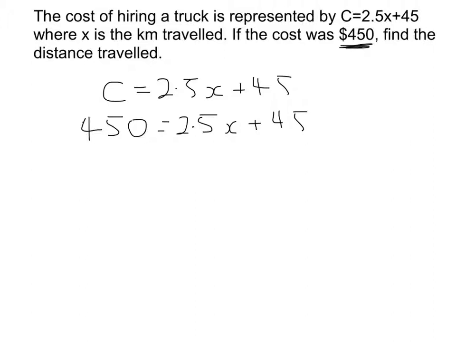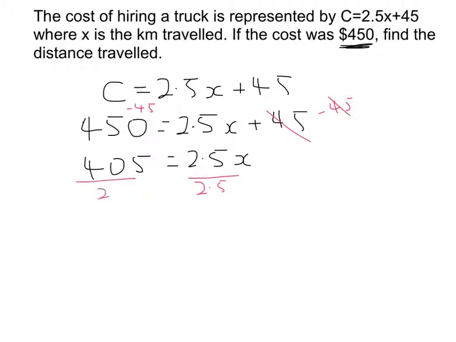Now we need to solve this for x. So I'm going to start by taking away 45 from both sides. That'll cancel that down. Leaves us with 405 is equal to 2.5x. The next thing that we need to do is to divide this by 2.5. That cancels that down. That will leave us with x is equal to, throw that into the calculator, x is equal to 162. So our answer is 162 kilometres.